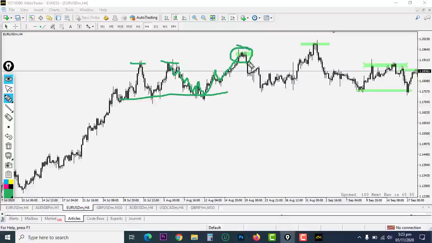And then what happened? Prices fell back down and found support again in this area right here, consolidated, and prices went back up again to a new high which is higher than this previous high. So this area right here is a minor resistance level. Why? Because we have a new resistance right here, and this is also a new resistance level because it is higher than the previous one.